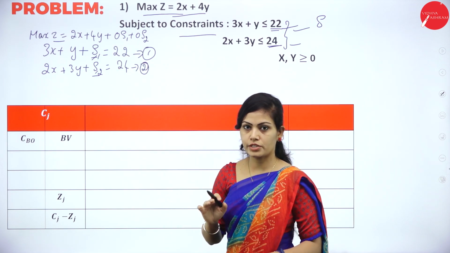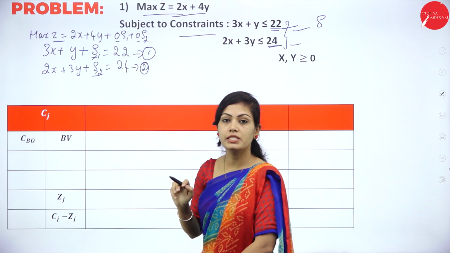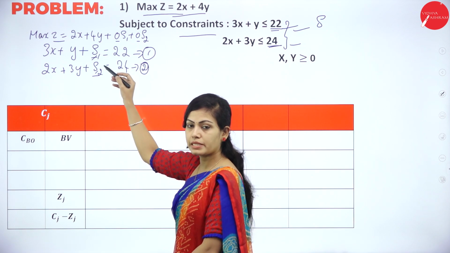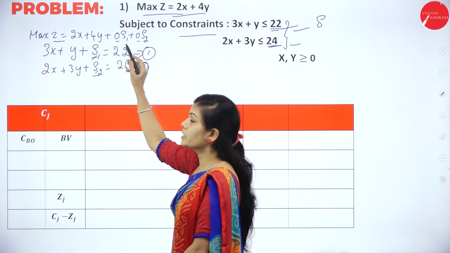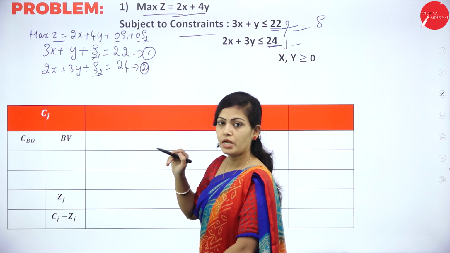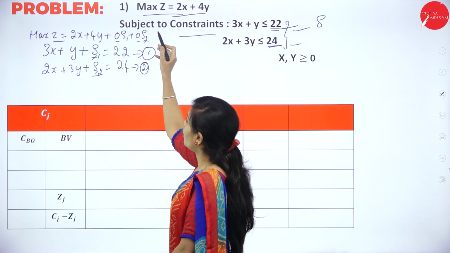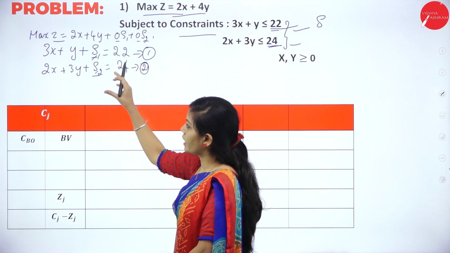For the objective function, all the slack variable coefficients should be 0 and 0 only. Here I have only two slack variables, S1 and S2. So I have added two slack variables with 0 coefficient, 0S1 plus 0S2. If you have three slack variables, you can add one more, 0S3. Like this you can convert this into standard form.